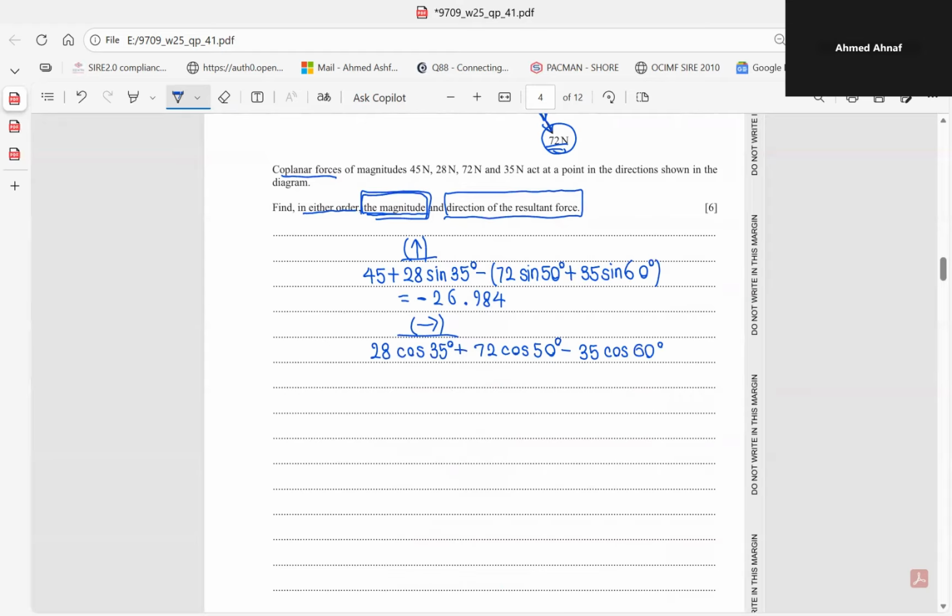For me, I like to leave it in exact form, but you can also leave it to a higher number of SF or decimal places if that's what you prefer. So I'm going to leave it to 5 SF for this one. Okay, so we get 51.717. And as for the vertical, it is, give me a while.